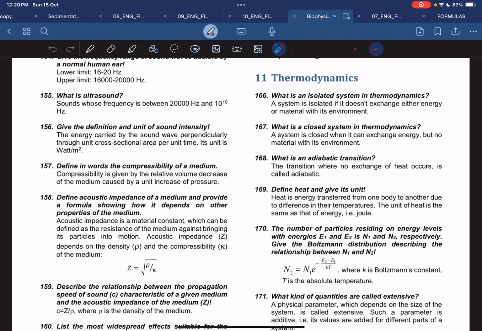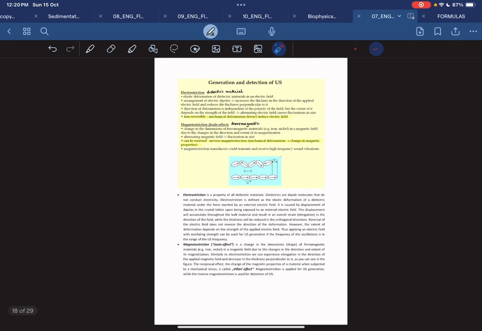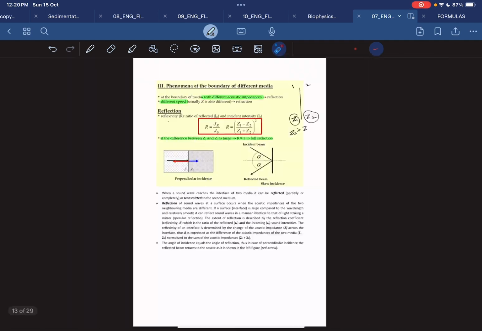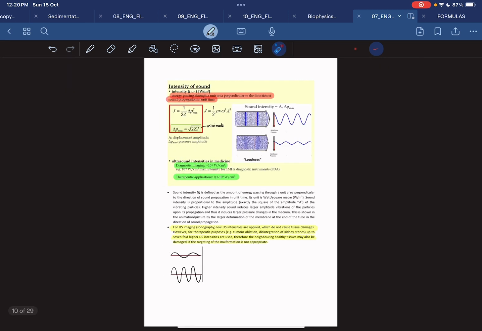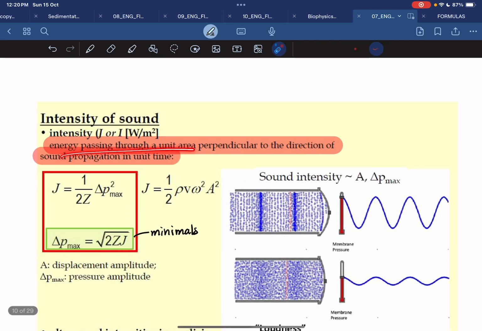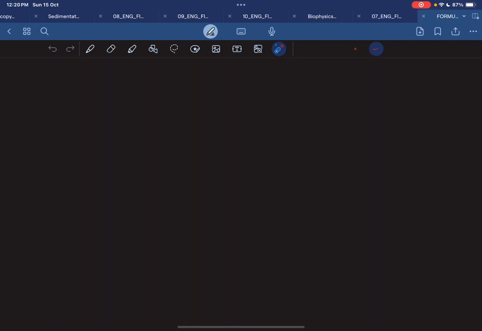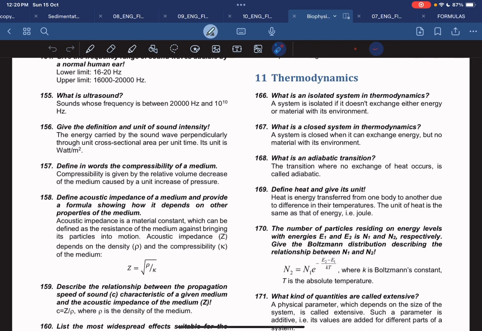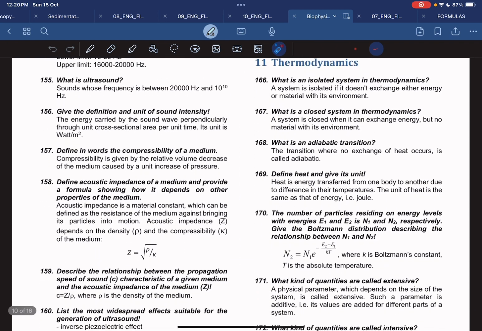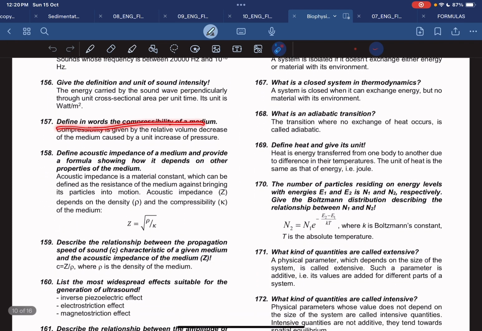We had learned that it is the energy carried by a sound wave perpendicularly across unit cross-sectional area per time. Okay, we had learned this in intensity. Where did it go? Right here. Energy passing through a unit area perpendicular to the direction of sound propagation. Okay, so I hope that wasn't too hard. And then what else do we have? Yeah, define compressibility. Come on, how much you can press a material? Boom. Okay, compress a medium.